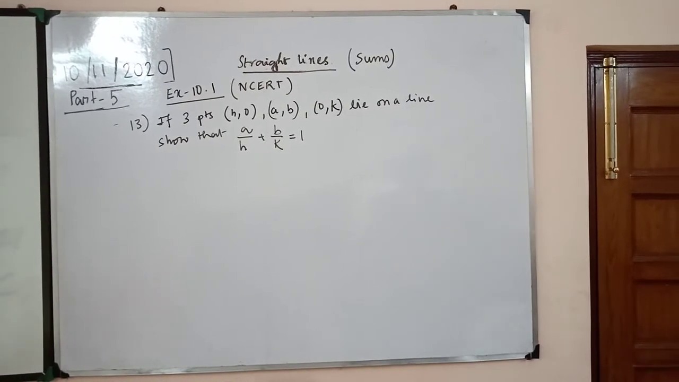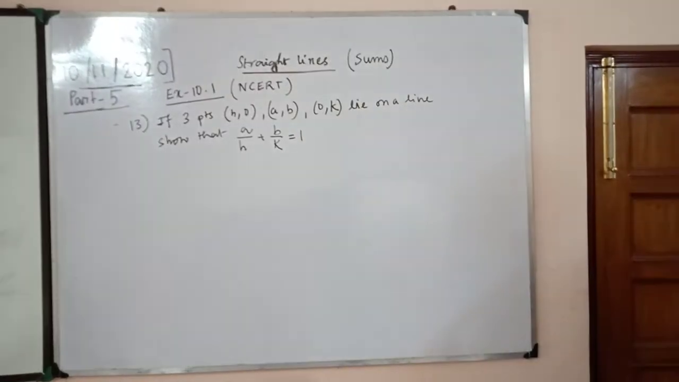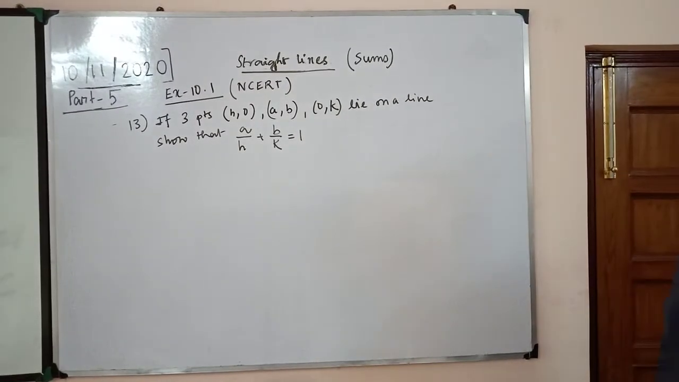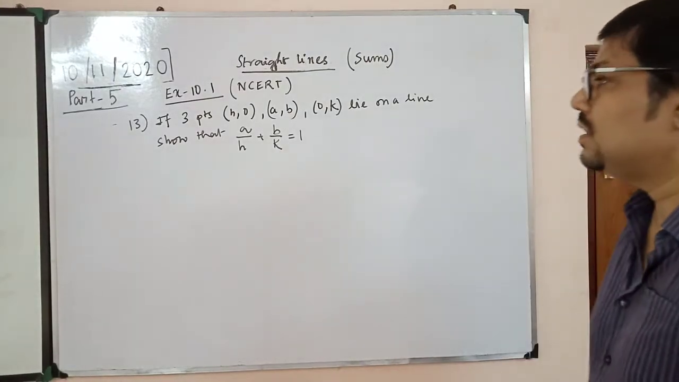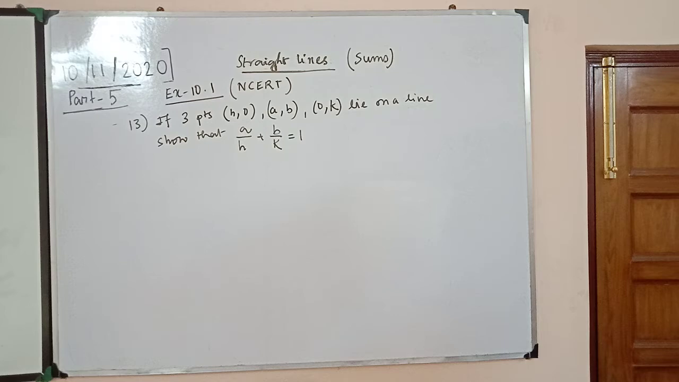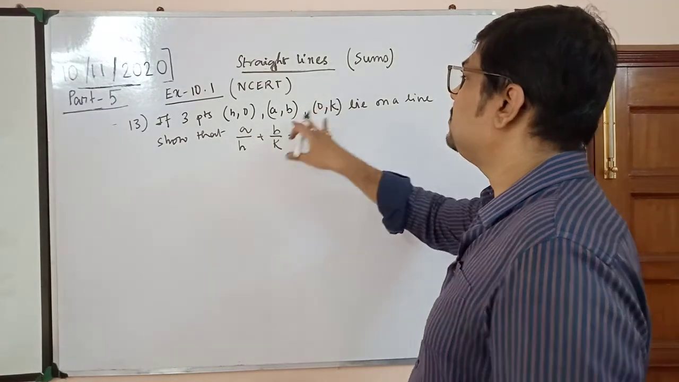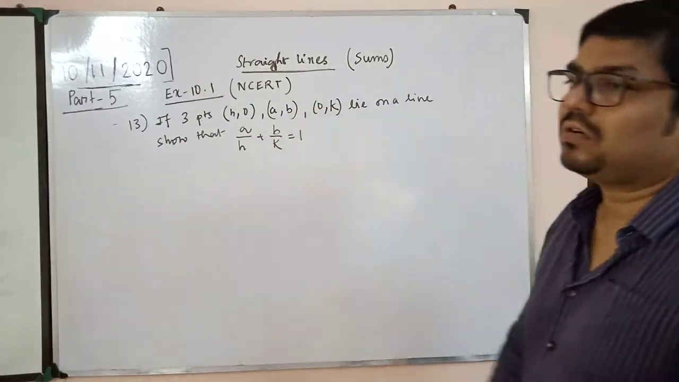So next sum: if 3 points (h, 0), (a, b) and (0, k) lie on a line, show that this condition is valid. So this we can do in many ways. We can equate the slope, we can use the two-point form and put the x. So you can equate the slope of these two since they are all collinear.